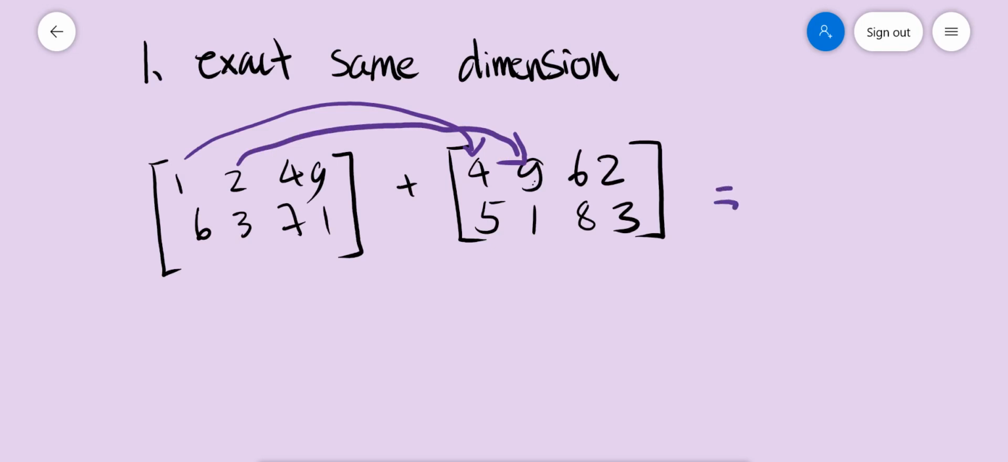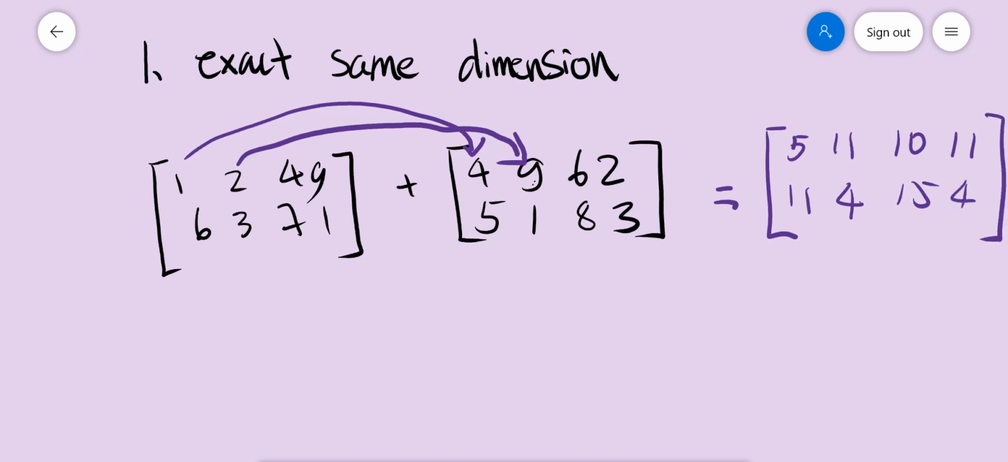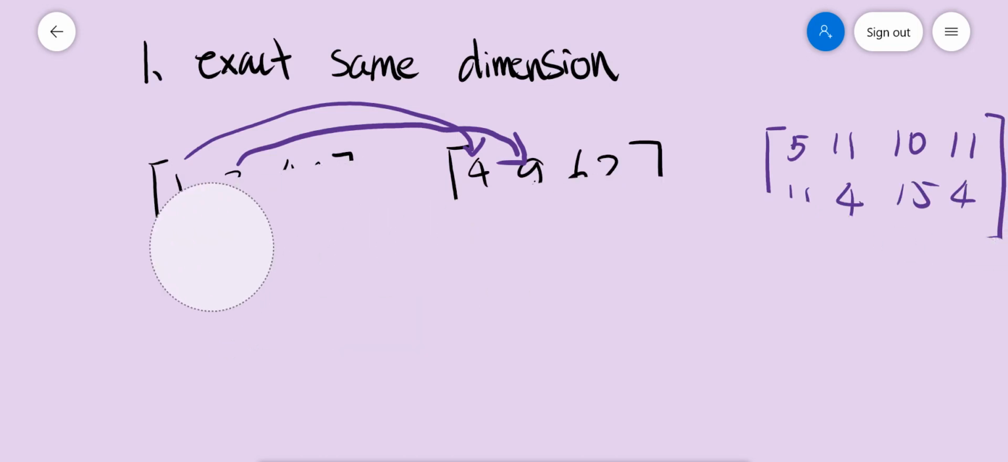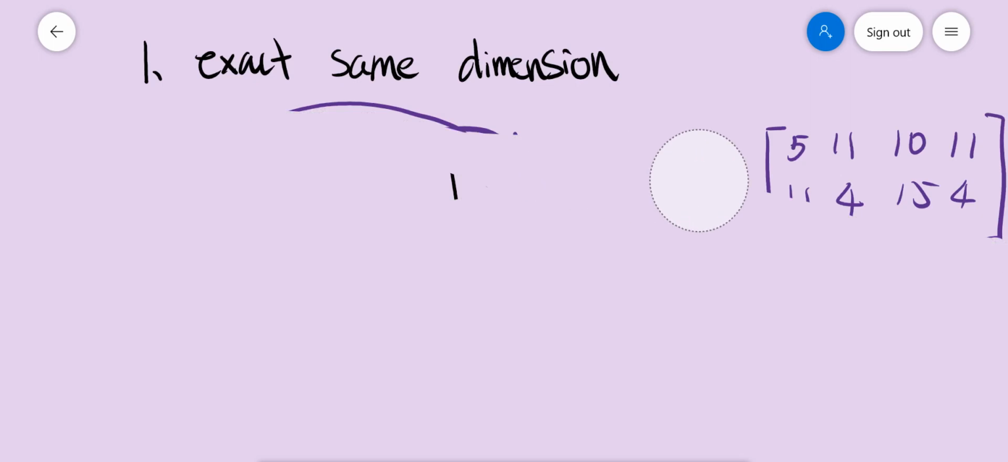And for this, you will get 1 plus 4 is 5. 2 plus 9 is 11. 4 plus 6 is 10. 9 plus 2 is 11. 6 plus 5 is 11. That's 4. That's 15. And that's 4. So this is what you get. That is the answer for this. Okay. So now we know the addition.